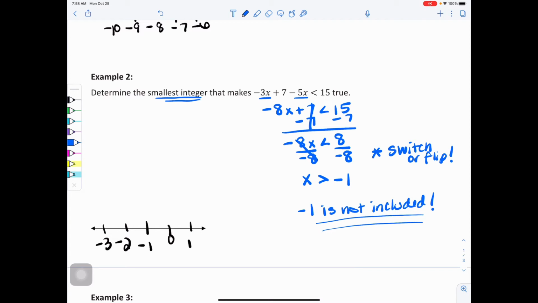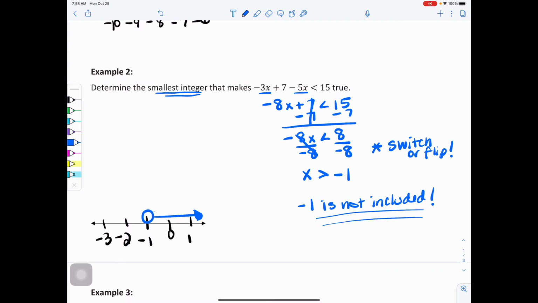So if negative 1 is not included, that's an open circle. We want where all the numbers are greater than negative 1, which is this way. So now when they ask me to determine the smallest integer that makes this true, I know negative 1 can't count, but the next smallest is right there and it's 0.